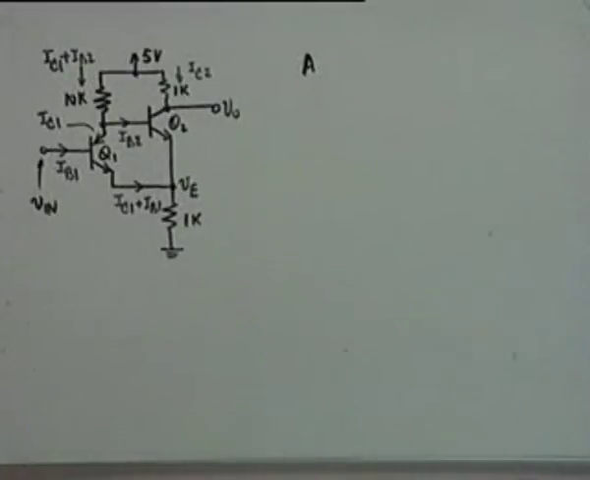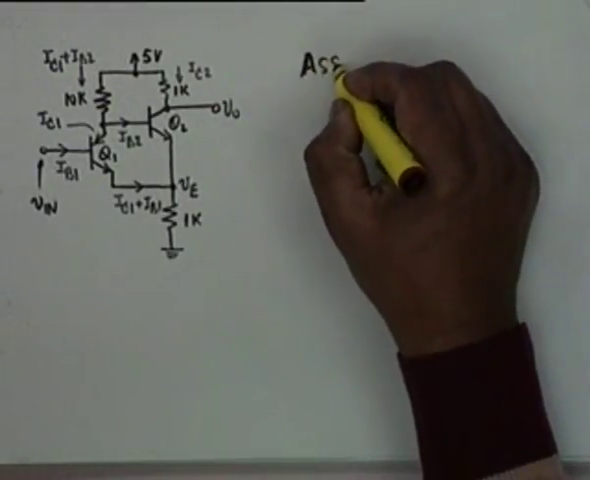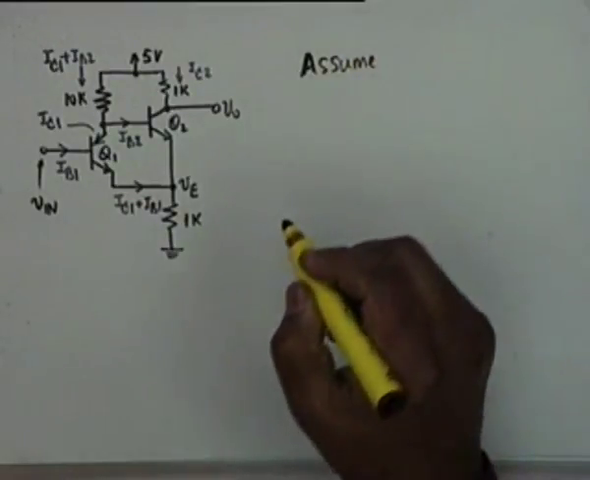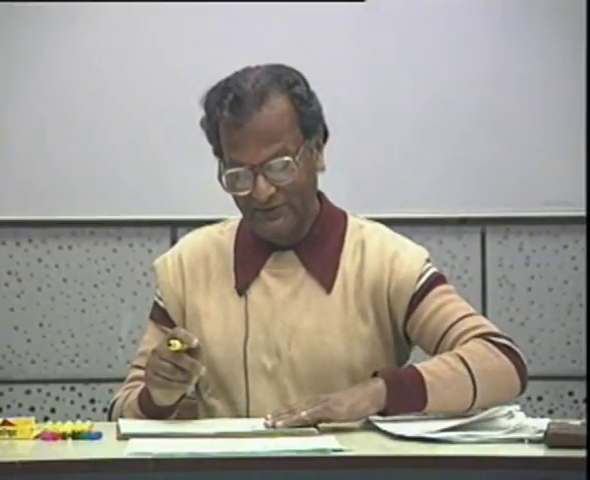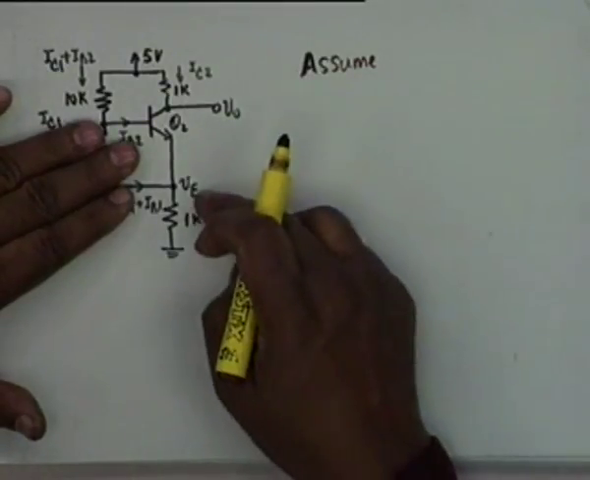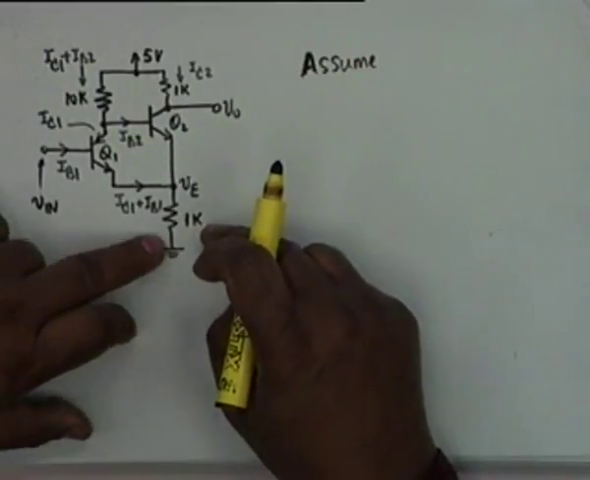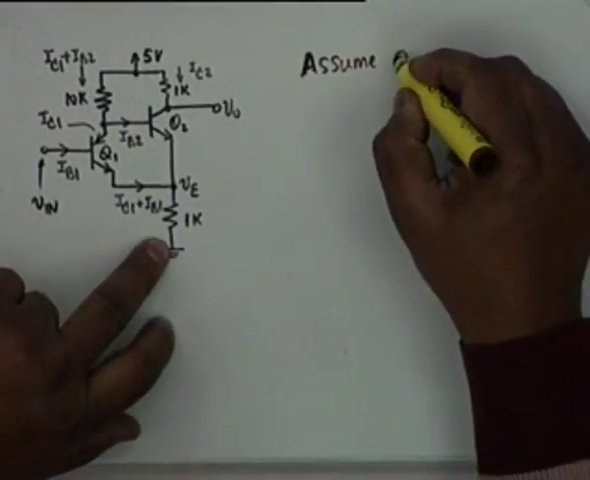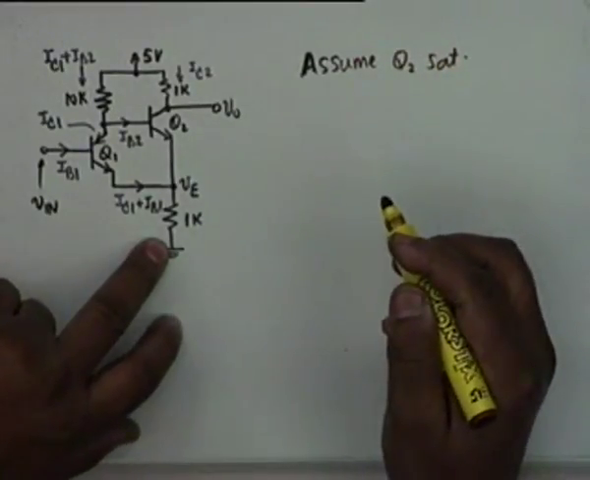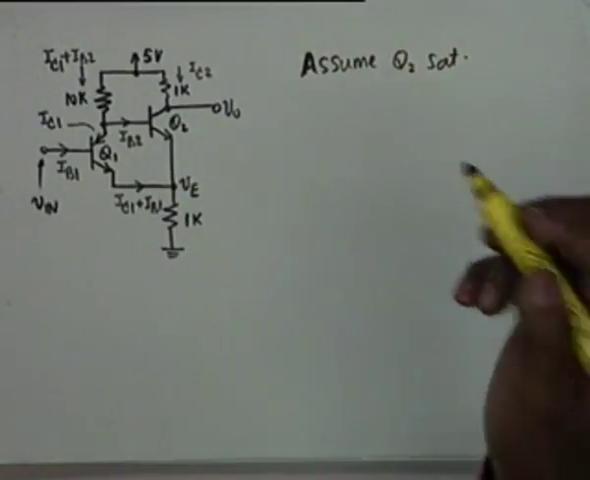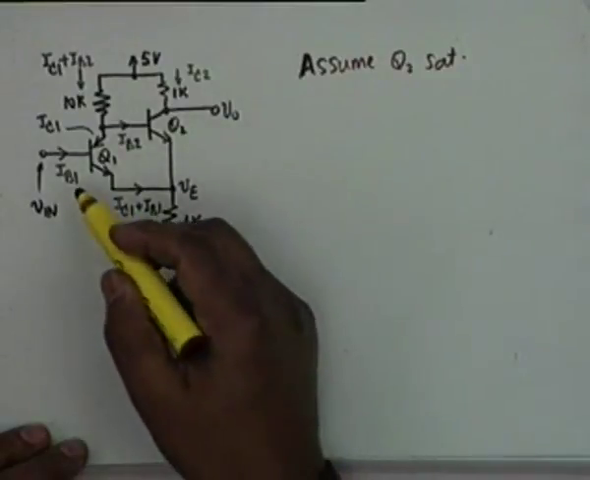In this case, is the circuit we are dealing with similar to the circuit that we did in the previous question? No, it is not. Q1 is off. If Q1 is off, there is a resistance that creates a difference. So assume Q2 to be saturated. If Q2 is saturated, then it's the same circuit, okay?